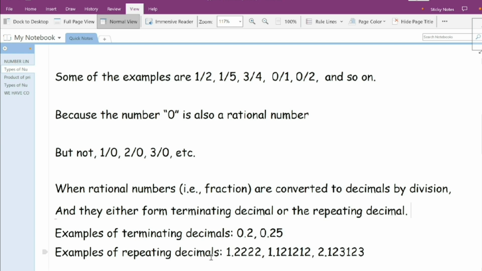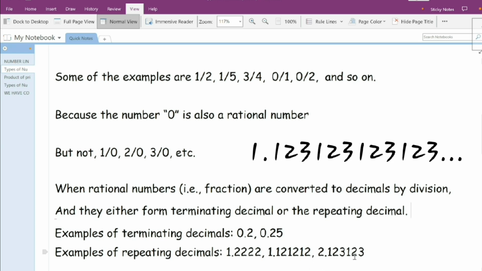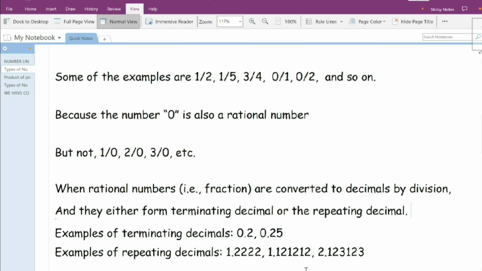Those are terminating decimals, that they have an ending. Examples of repeating decimals are 1.2222. It doesn't come to an end, you keep going in twos. These are repeating decimals. They don't have endings, but they're always repeating. And you also have them in this form, 1.12121212, or we can have them in this form, 2.123123. They are repeating decimals. You see that 123 is being repeated, and in this place 1212 is being repeated, and here you have 222 being repeated. So these are examples of rational numbers.